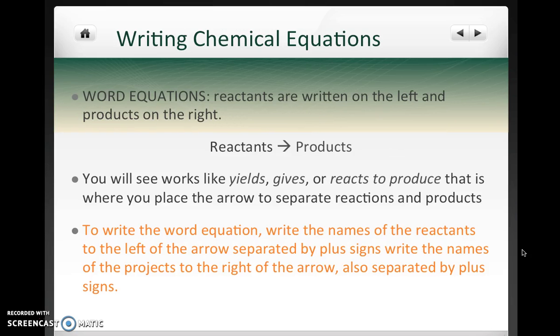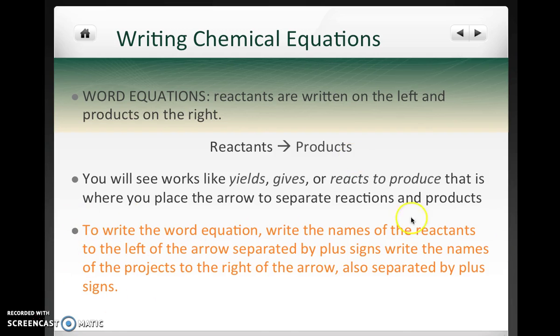Our first one, which is for the first half of our first objective, is word equations. These are pretty basic. Here you have your example, you have your reactants on the left side of the arrow and products on the right side of the arrow. And that arrow literally means yields, gives, or reacts to produce. And so you can have one or more reactants, and then they yield or produce one or more products. And we'll talk about those in 11.2.